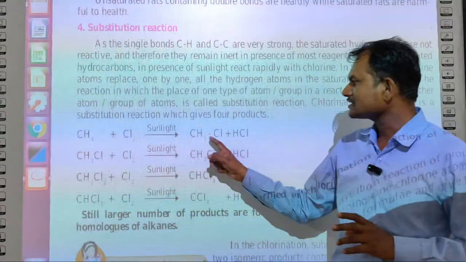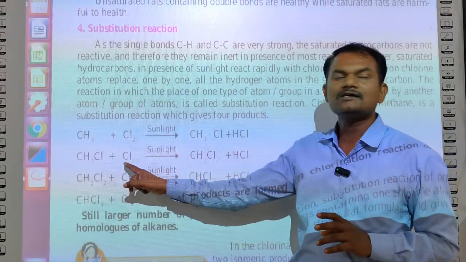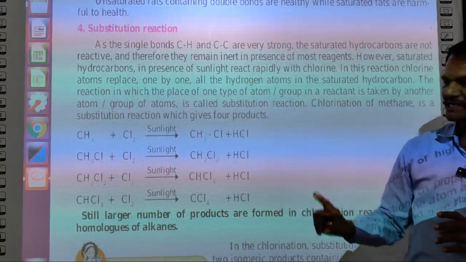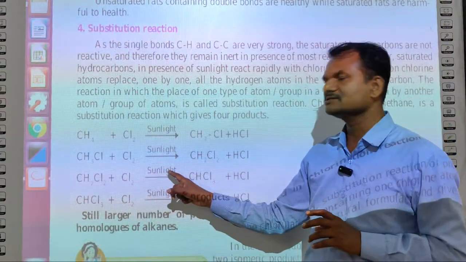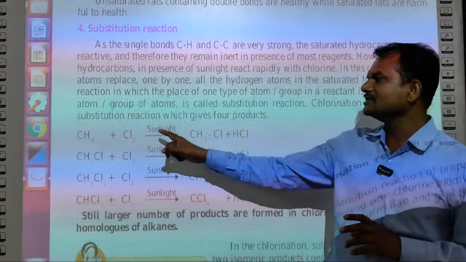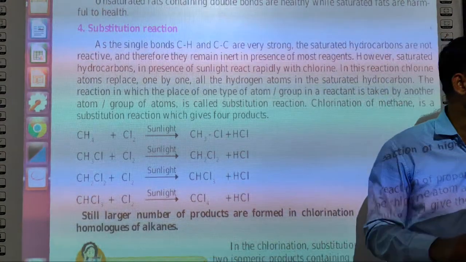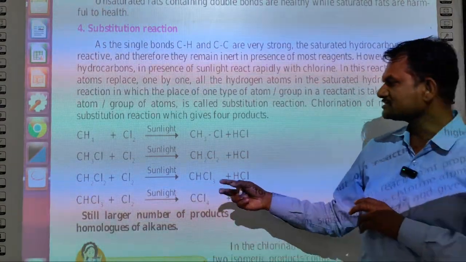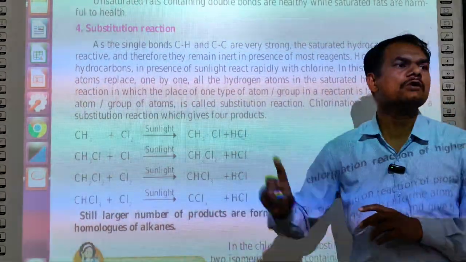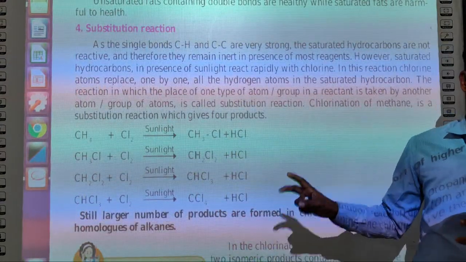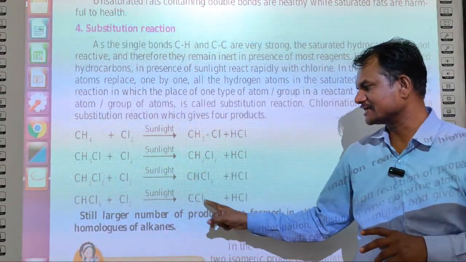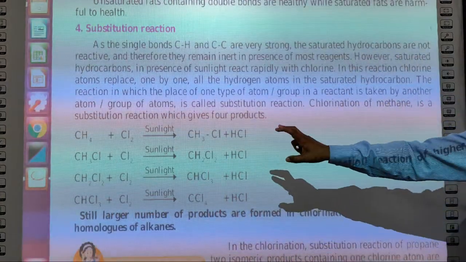Then this chloromethane reacts with chlorine in presence of sunlight, and it will give dichloromethane. If this dichloromethane reacts with chlorine in sunlight, then we will get trichloromethane. Matlab, hydrogens are replaced by chlorine one by one. This trichloromethane reacts with chlorine in sunlight and will give tetrachloromethane. Chloromethane, dichloromethane, trichloromethane, tetrachloromethane. This is called substitution reaction.